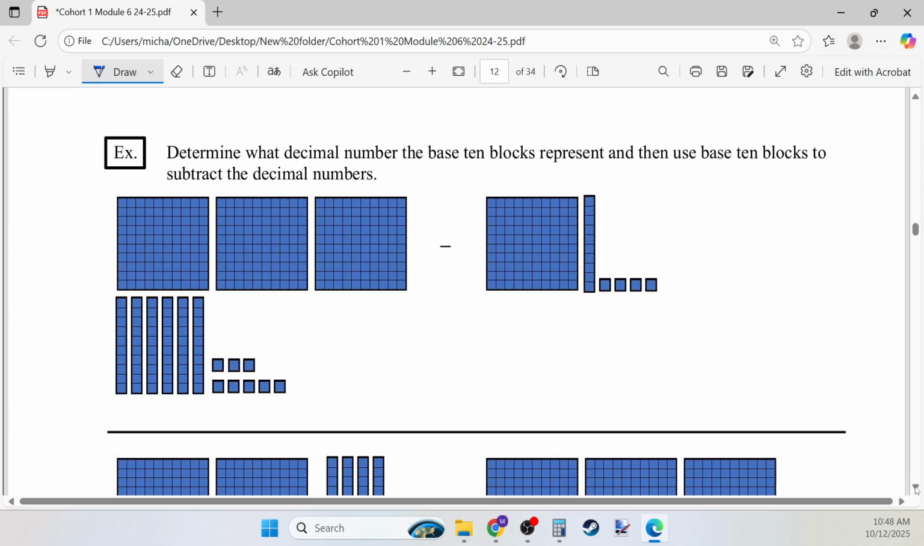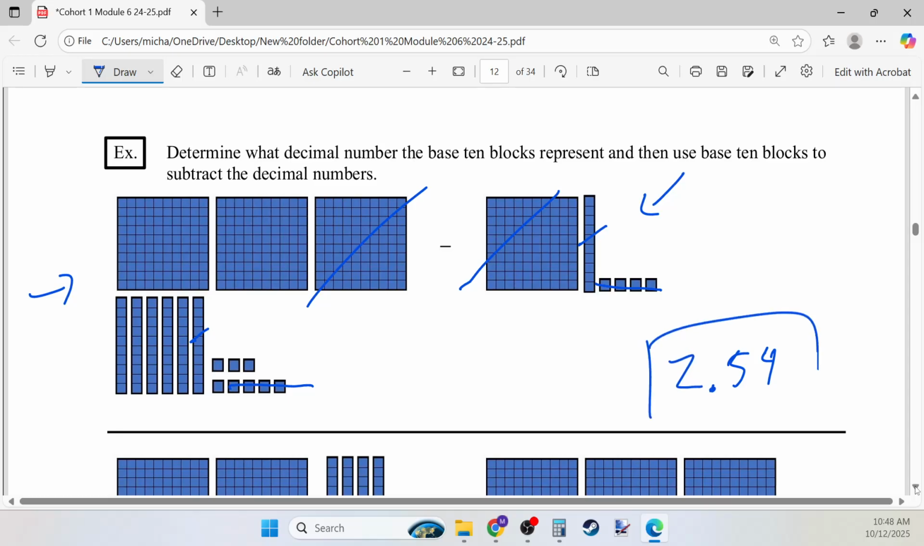Subtraction works the same, except that we're going to cancel. So I have this number here, and I'm canceling this one. I need to cancel 4 blocks. Leaves me with 4 little blocks. Cancel one of these rectangles, which leaves me with 5 of them. Then I cancel one of the big blocks. That gives me 2 left over.